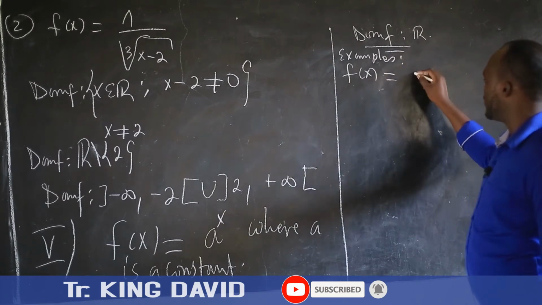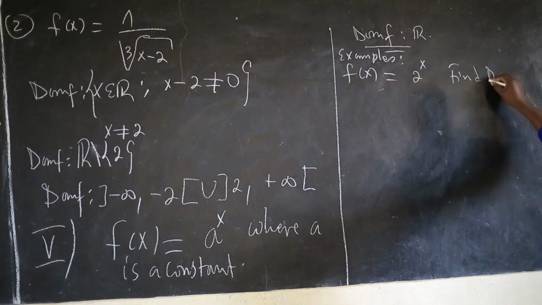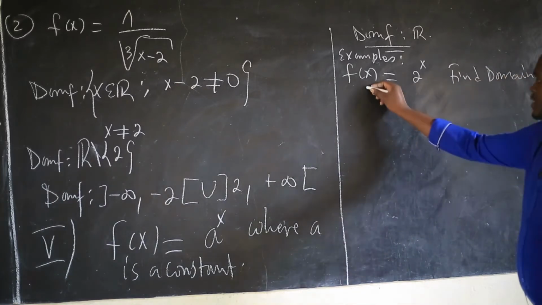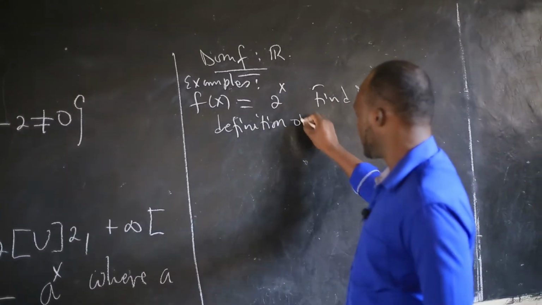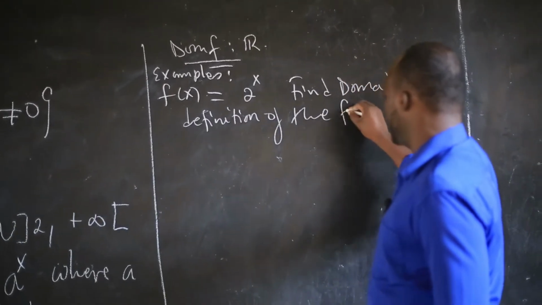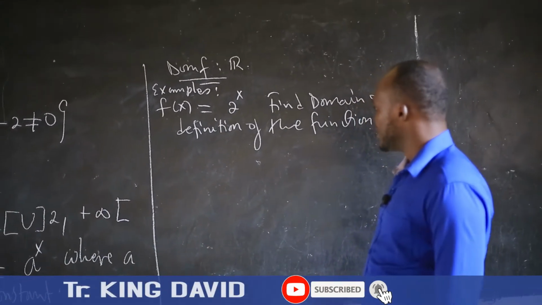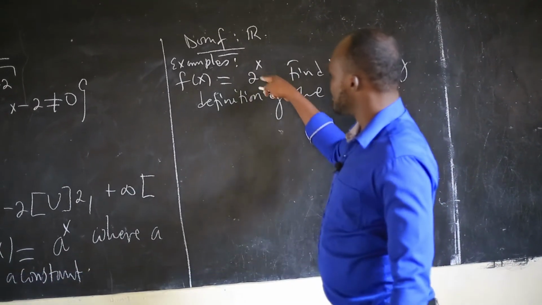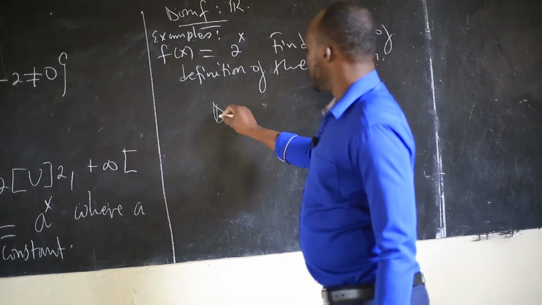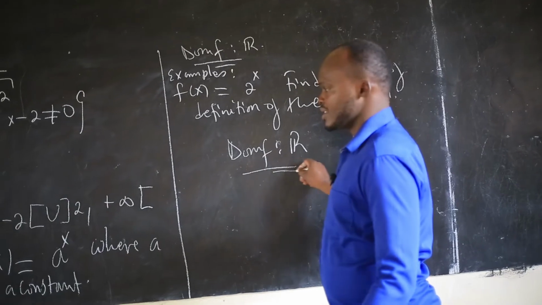Let's say that we have 2 power x. Find the domain of definition of that function. So how are you going to find the domain? 2 power x, x is like a polynomial, so on x there is no condition. So our domain there is real numbers. That's the answer.